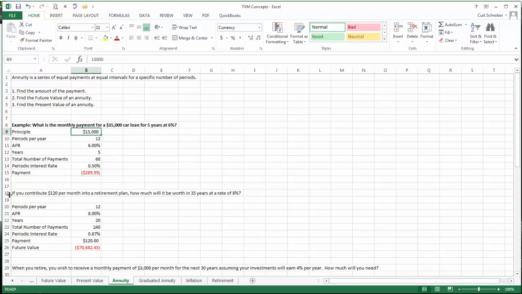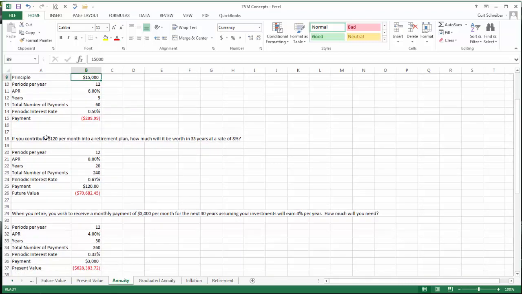your monthly payment is going to be almost $290 per month on that $15,000 car. Continue on. The next type of example would be if you contribute $120 per month into a retirement plan, how much will it be worth in 35 years at a rate of 8%? So you have a $120 annuity that stretches for a 35-year period of time.